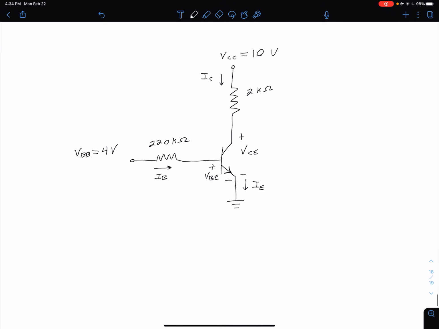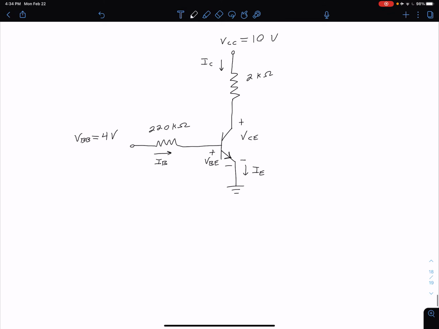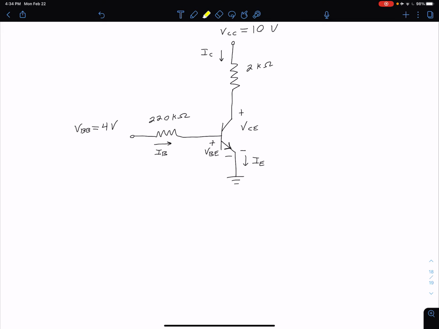All right, so we're going to start by doing a KVL around our base emitter loop. The reason we want to start there, sort of our game plan, is we want to find our IB. We're going to assume we're in our forward active mode, so then we can find our IC from IC equals beta IB. And then we can do KVL on our collector emitter loop to find our VCE.